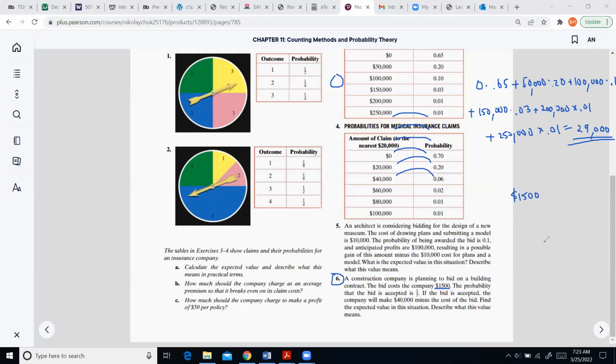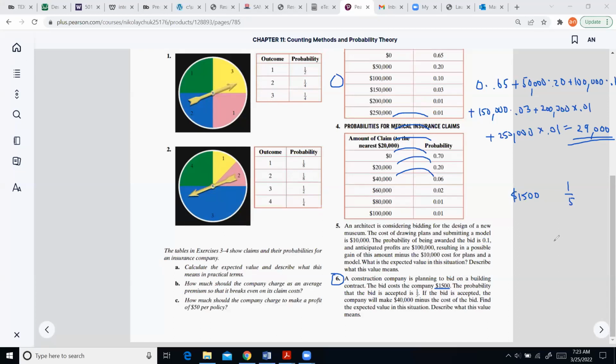And why is it so expensive? Well, you probably need to hire some workers and pay them. There are various things: buy a bond, insurance, some other things. The probability that the bid is accepted is 1/5. 1/5 is the probability that this bid is accepted.